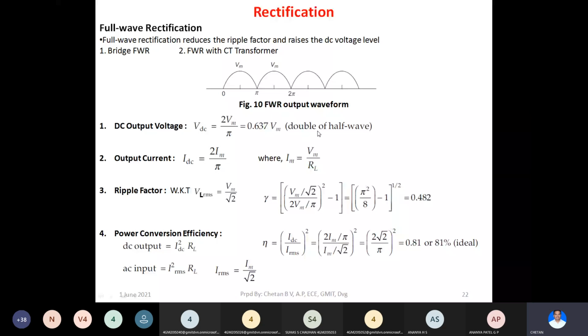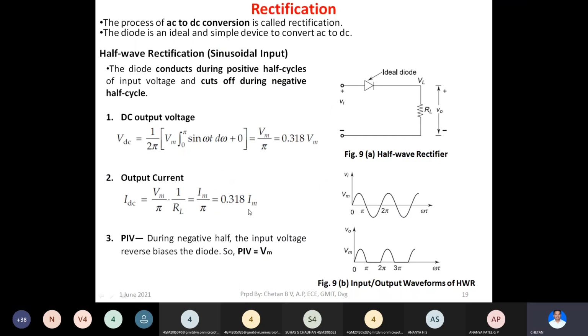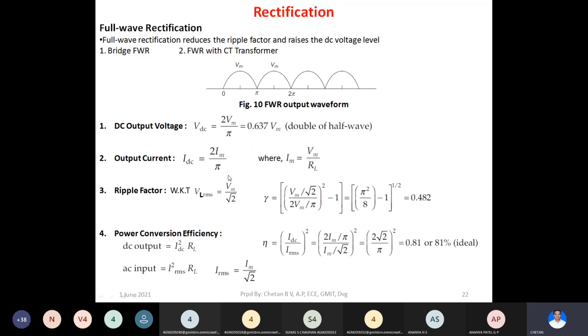Next parameter is DC current, or the output current. For this, you can find it as the ratio of VDC by RL. So what is VDC? VDC is 2 Vm by pi, and in turn Vm will be equal to Im into RL. So substituting all those things here, you will ultimately get IDC as 2 Im by pi. So this is also twice the current that you obtain for half wave rectifier. In half wave rectifier, you obtain Im by pi. So for full wave rectifier, you get 2 times Im by pi, where Im is Vm by RL.